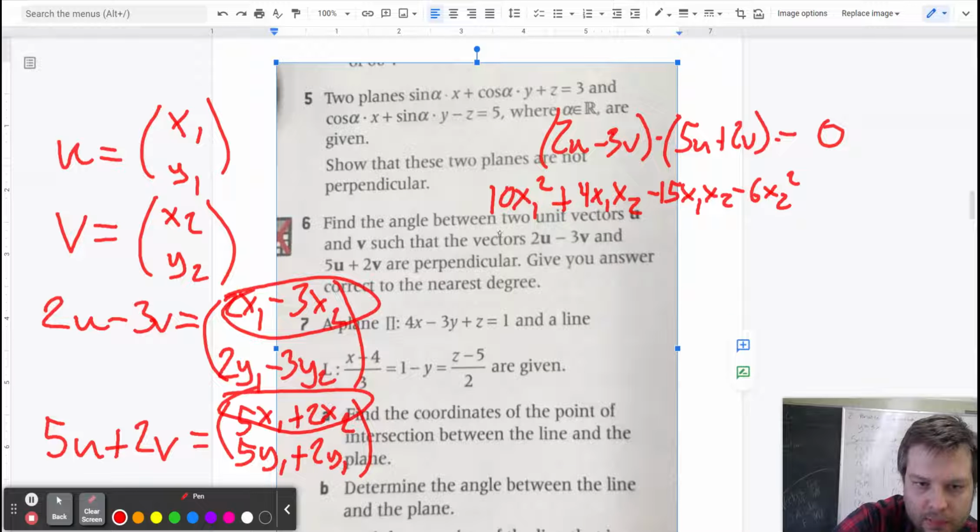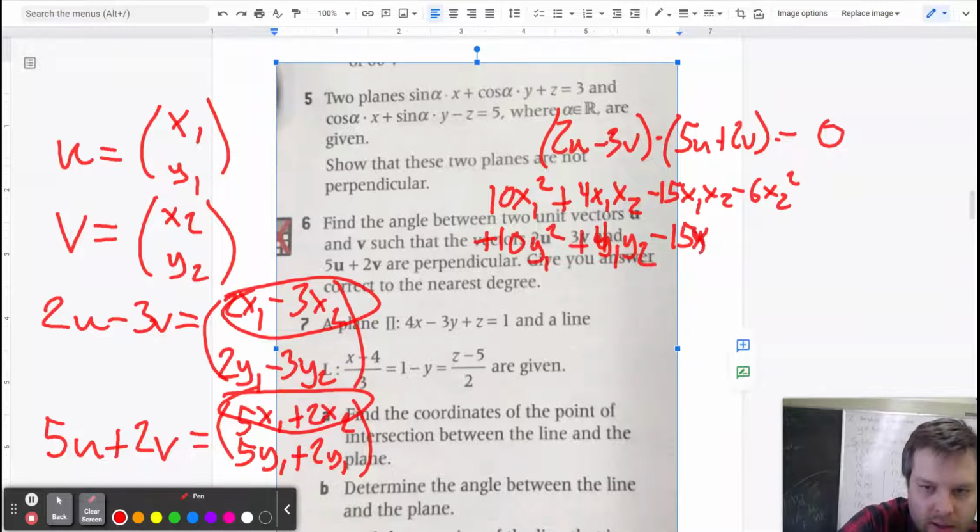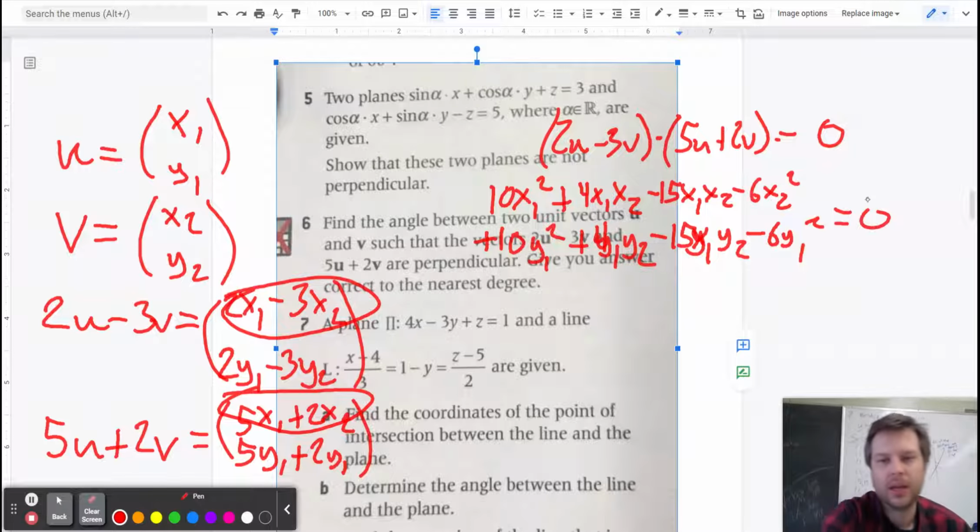So we have really the same exact thing with the y components, right? So we have 10y1 squared plus 4y1 y2 minus 15y1 y2 minus 6y2 squared, and that all has to equal 0.